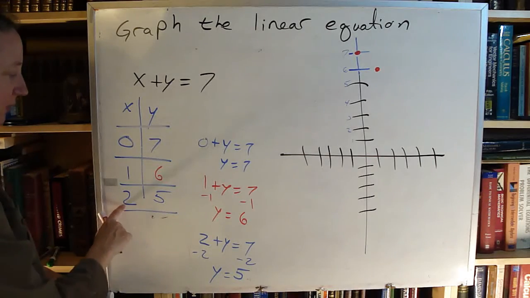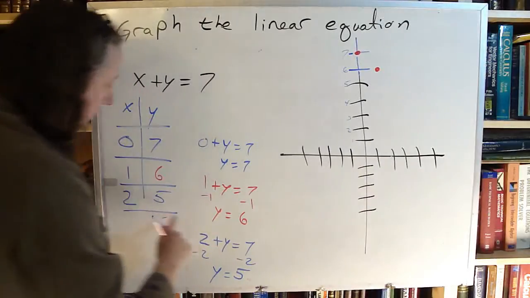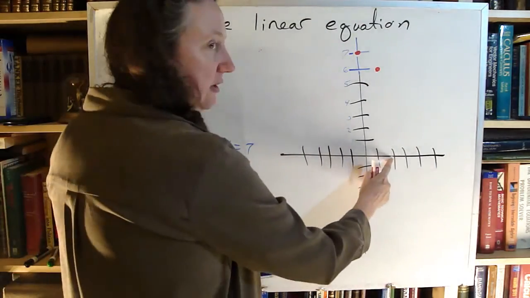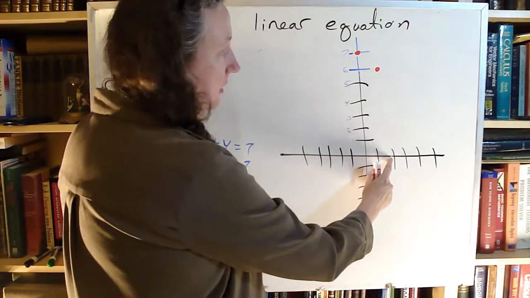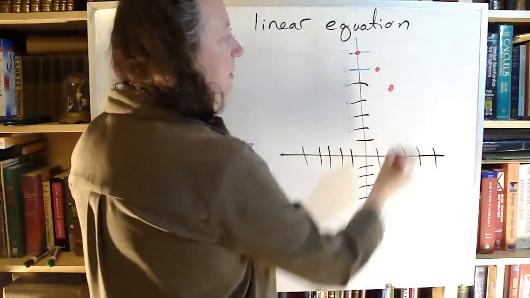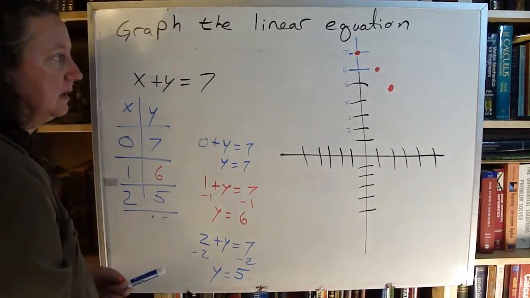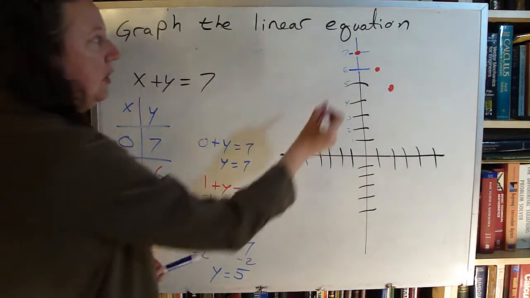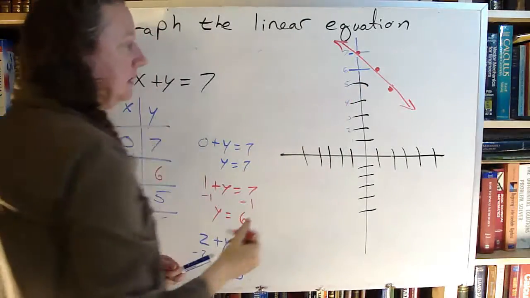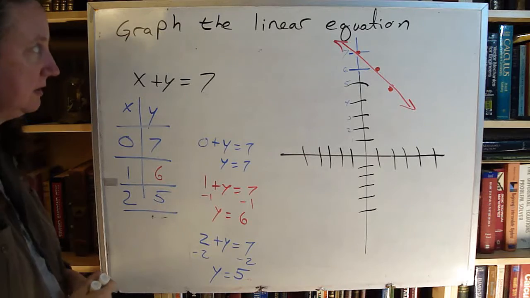2, 5, so x is 2, positive, so I go over 2 spaces. Y is 5, I go up 5 spaces. Notice I did not put my dot yet. Go up 5 spaces. Now I put my dot down. Now I draw my line, and there I am. That problem is finished.